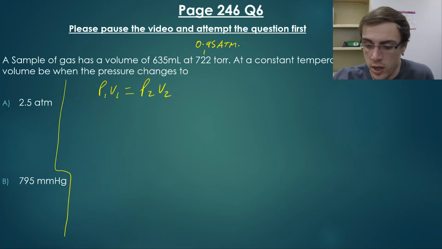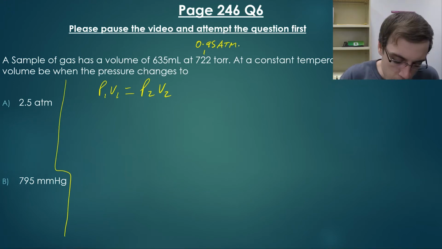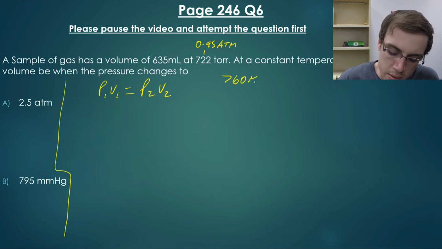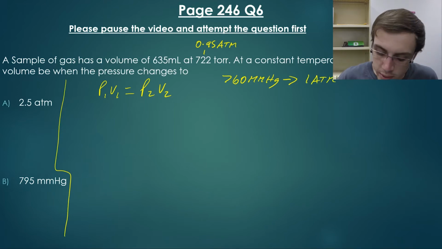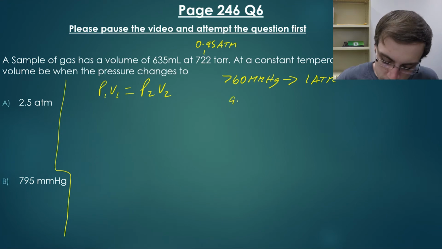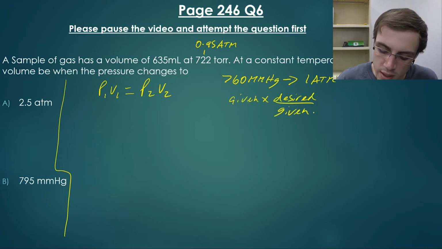However, I personally will convert everything to atmospheres. So 795 millimeters of mercury. I know that 760 millimeters of mercury will go into 1 atmosphere. So it's the same deal. We go given times desired over given equals desired.